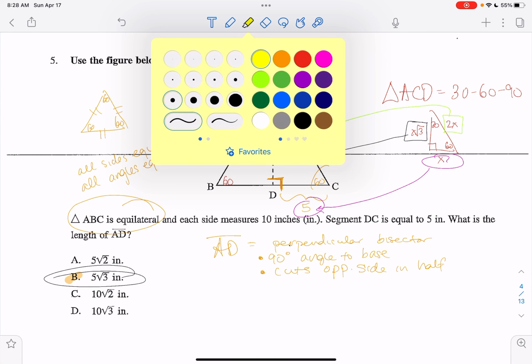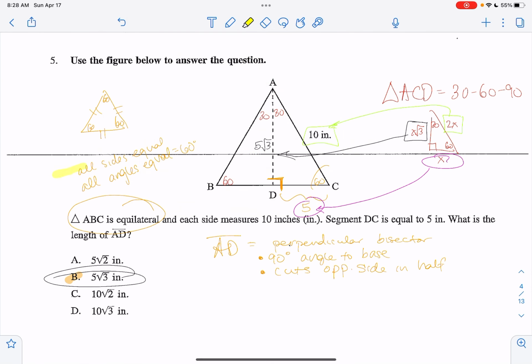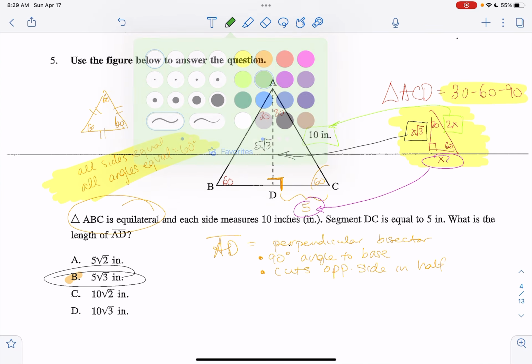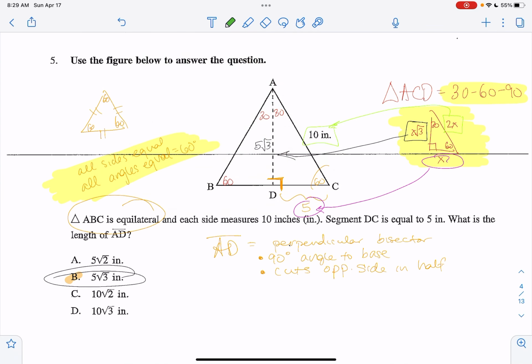So the key for this question is to know that for equilateral triangles, all sides are equal and all angles are equal. Then you figure out that it's a 30, 60, 90 special right triangle, and the sides are in this ratio, x, 2x, and x root 3. After you figure that out, you just match the sides.